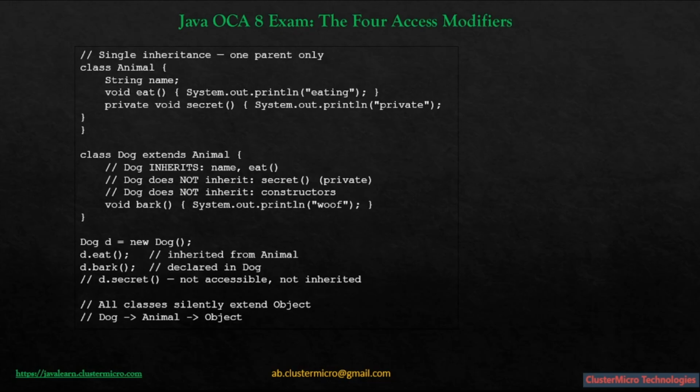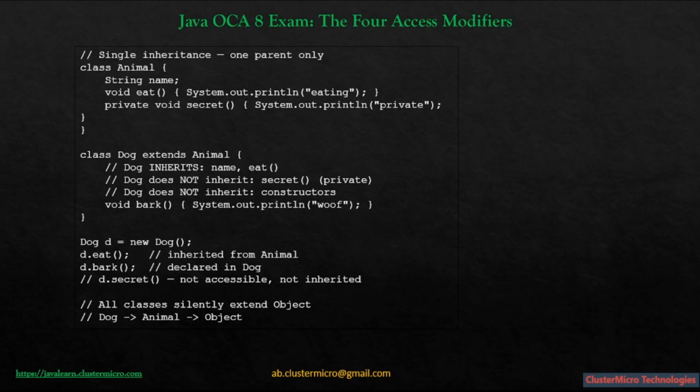Single inheritance: Java only allows one direct parent class. Like we discussed earlier, Dog extends Animal, that is one parent. You cannot write extends Animal, extends Mammal, as that will be a compile time error. So this is called single inheritance. Multiple inheritance of behavior through classes is not allowed in Java. The reason is the diamond problem. If two parent classes both define the same method, the compiler cannot determine which one the child should inherit. Java avoids this entirely by restricting classes to one parent.